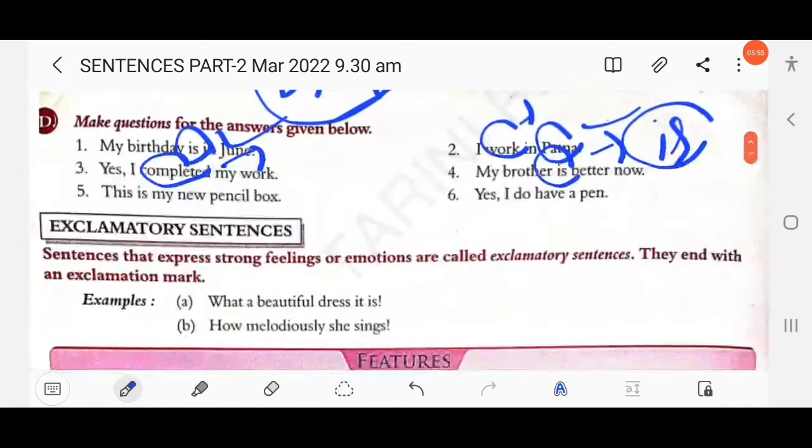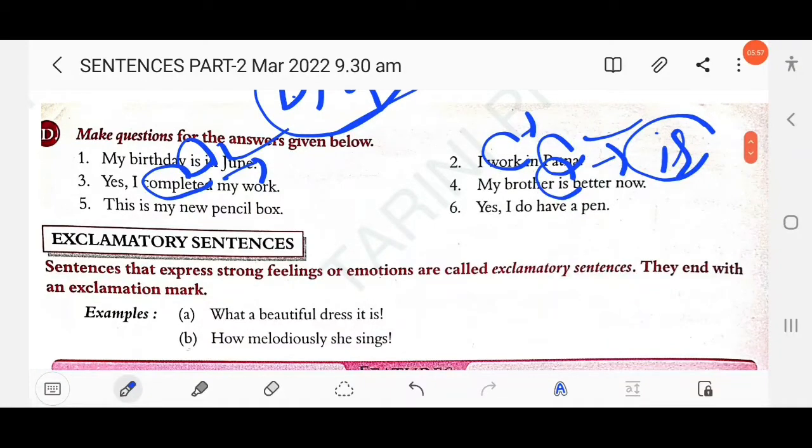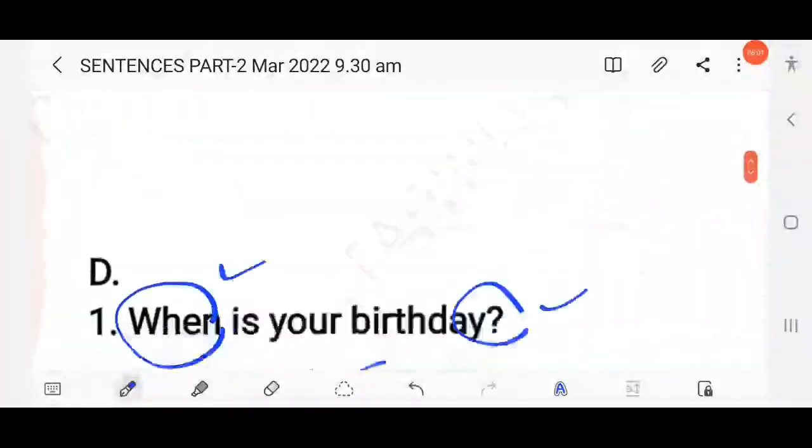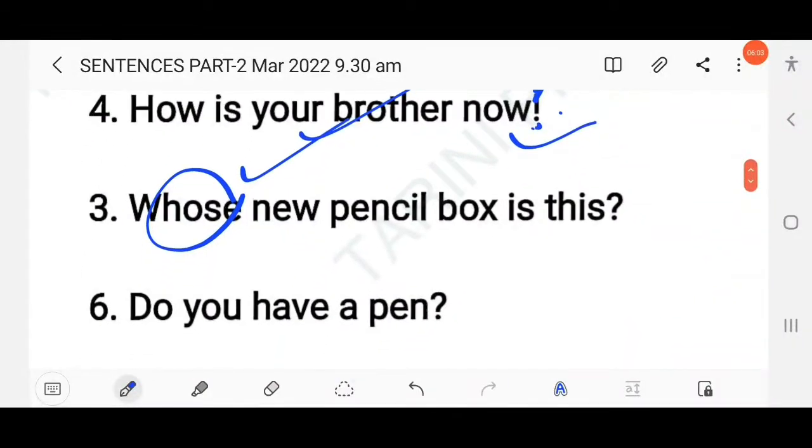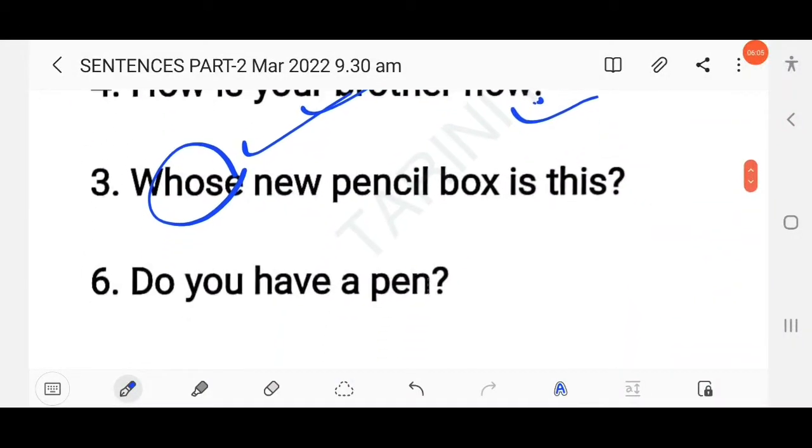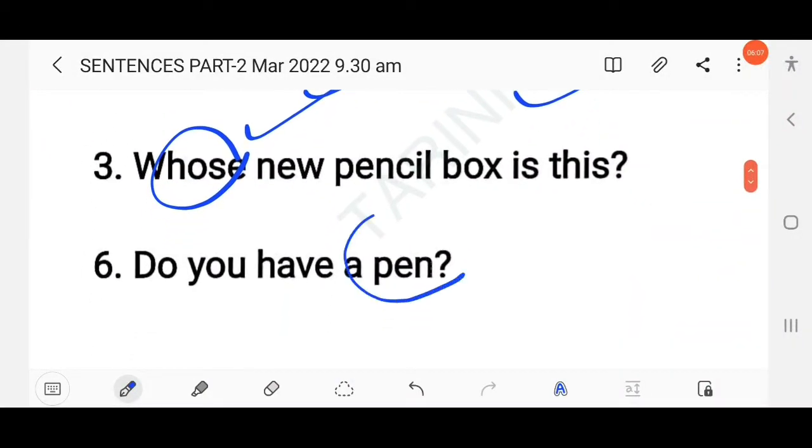Next, yes, I do have a pen. Simple present tense is used. So you have to use do: Do you have a pen? Yes, I do. Do you have a pen?